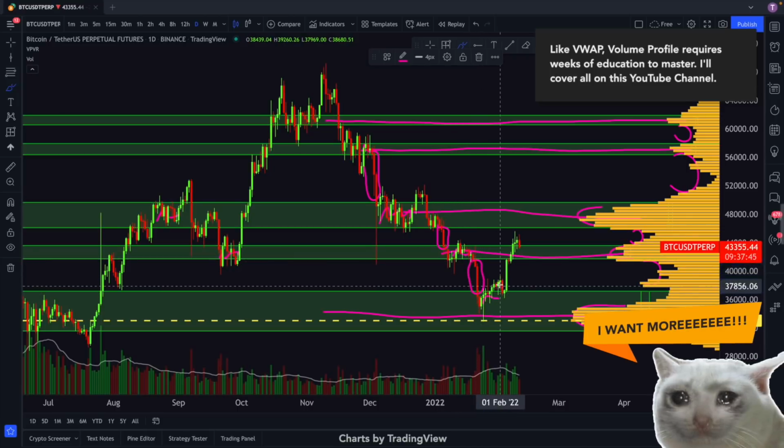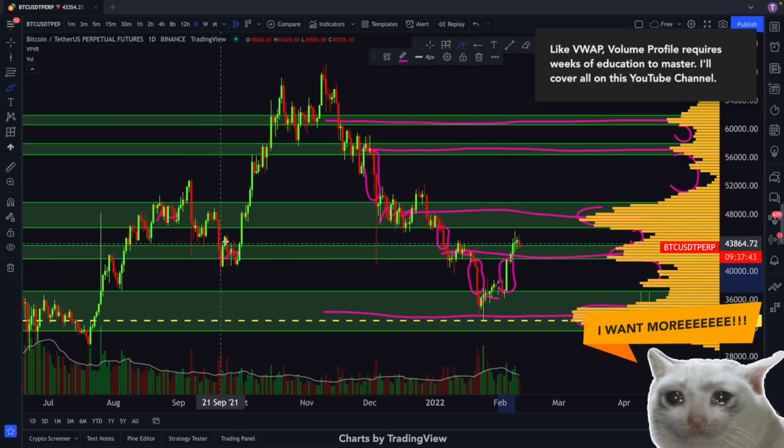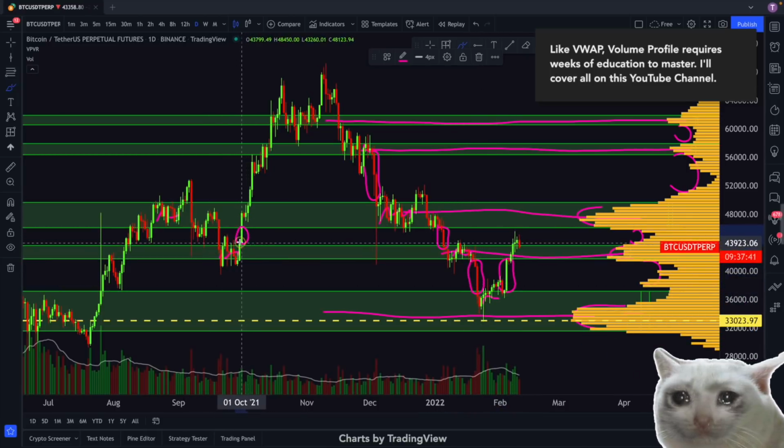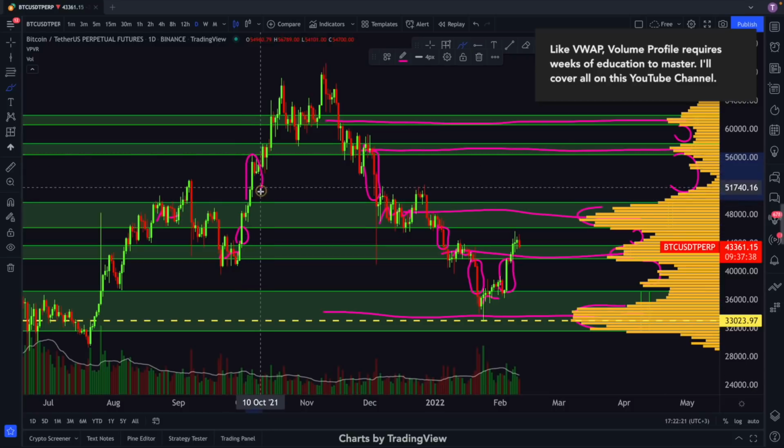I think for now we had a great start for all traders with these extremely valuable TradingView indicators.